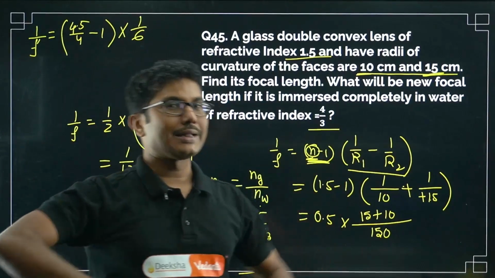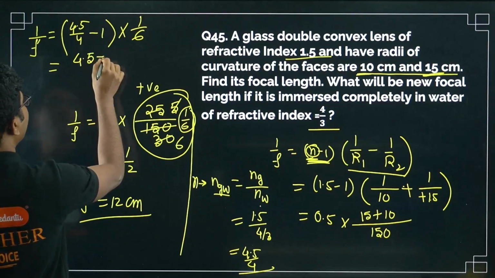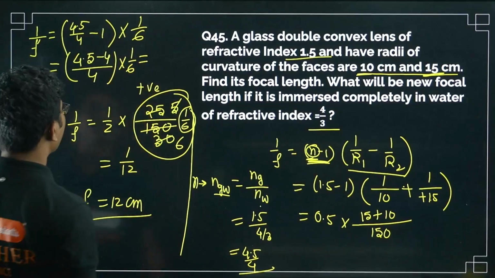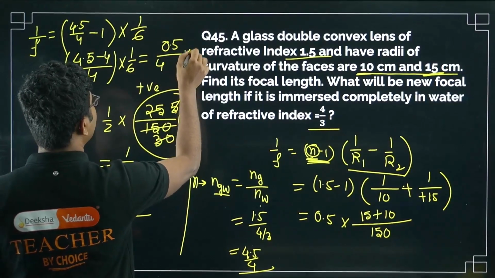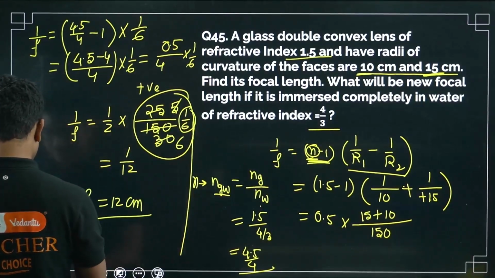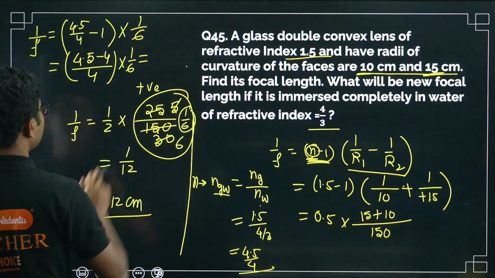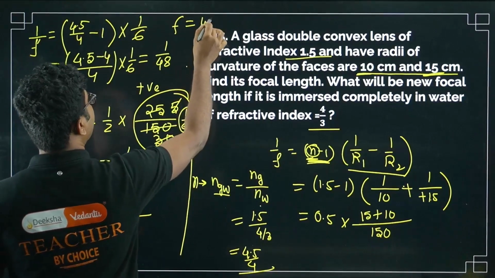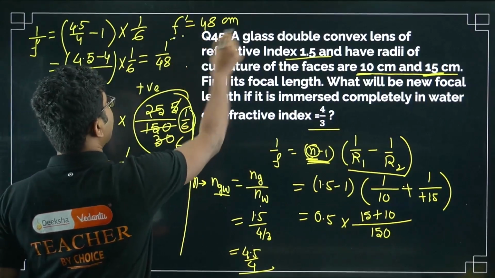You have to write the steps again, you have to show them again, but since I am trying to solve it quickly for you, as you may have another exam coming tomorrow, that's why I am solving it quickly. So it will be now 0.5 divided by 4, into 1/6. So basically 4 into 6 is 24, and 0.5 by 24 is 1/48. So f dash equals 48 centimeter.